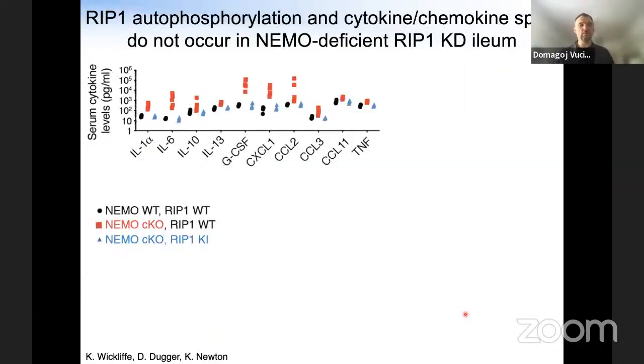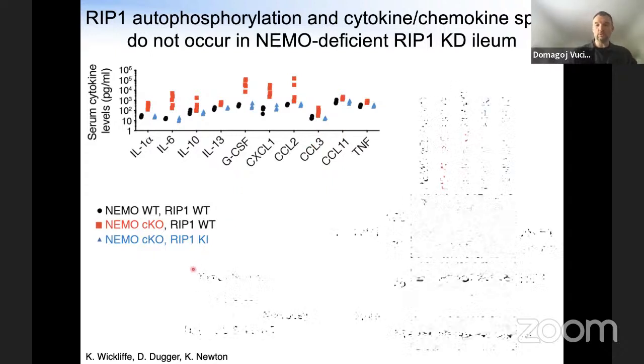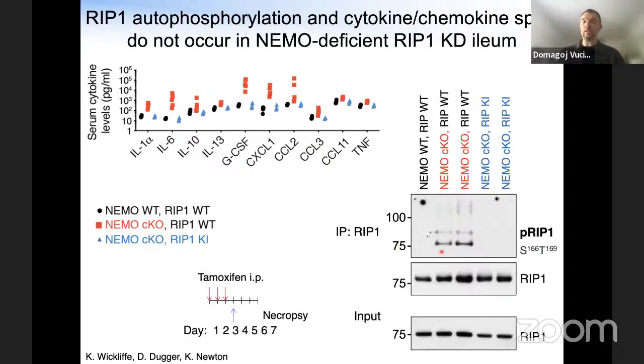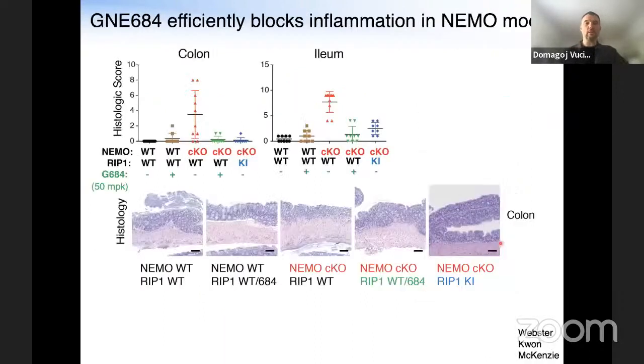We see there are a lot of cytokines and chemokines. They go up, in these red symbols, and when you cross NEMO CKOs to RIP1 kinase dead knock-ins, you restore that to black and blue, the same symbols. You completely restore that level. And also in NEMO knockouts, you get RIP1 phosphorylation. When you cross to kinase dead, of course, you lose that. And we have seen that with the compound as well. So this is another model where we can see complete replication of the data with a genetic or chemical tool.